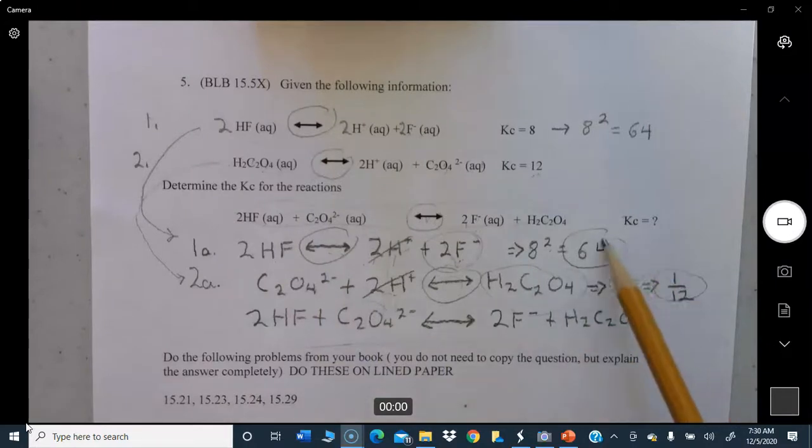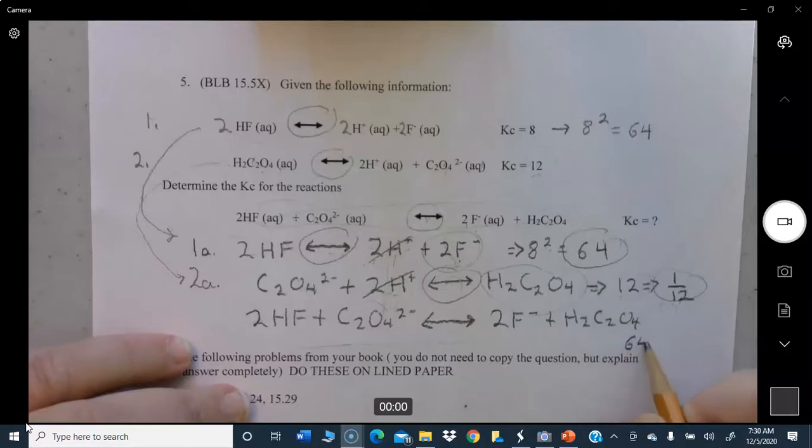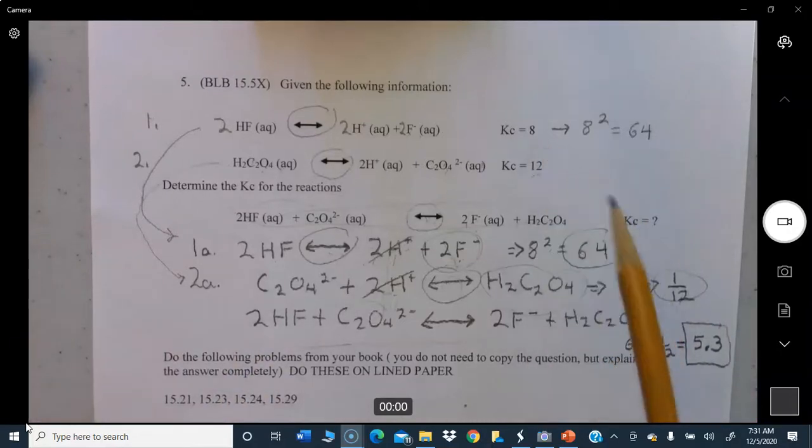So now, since we added two equations, what we do is we multiply these two KCs. So you're going to have 64 times 1/12, and that's going to give us an equilibrium constant of 5.3, and that's the final answer. Okay, so done very much like Hess's law. It's just the rules for equilibrium constants are different than the rules for enthalpies and how they change when you do this, but you do everything else exactly the way you did Hess's law.